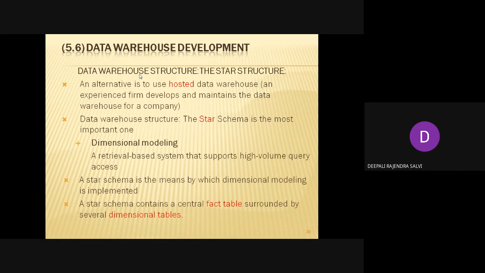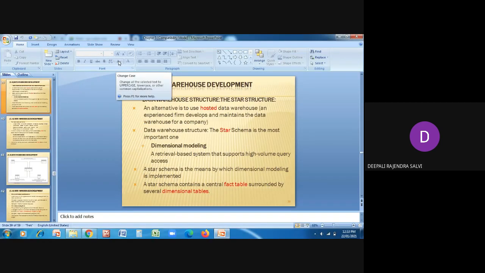Now after that, the data warehouse structure. There are different types of structures. One of the structures is the star structure. So today we stop here. The next point will continue in the next lecture.